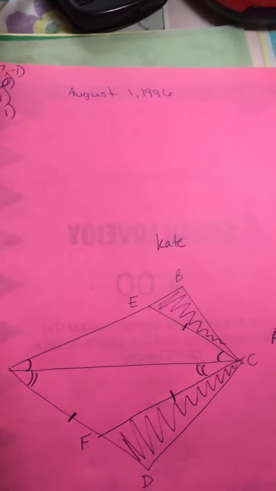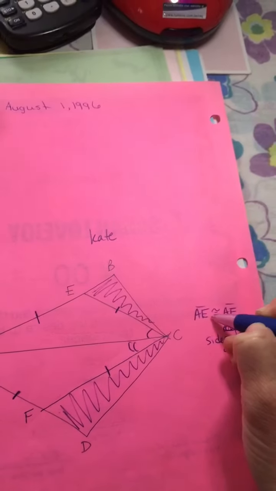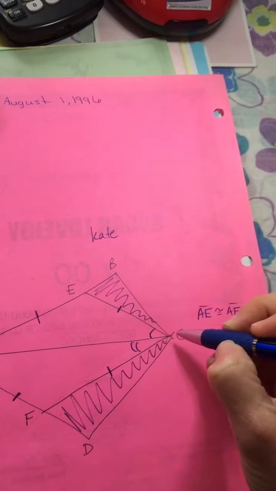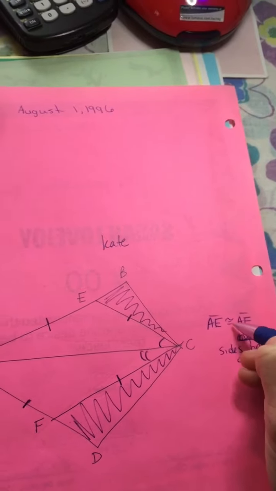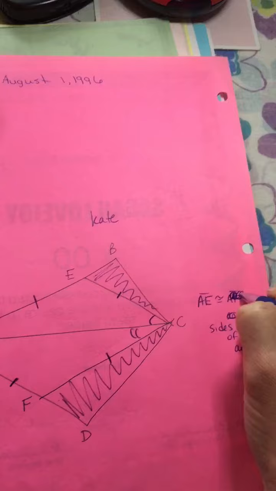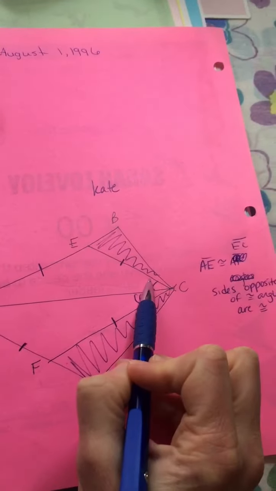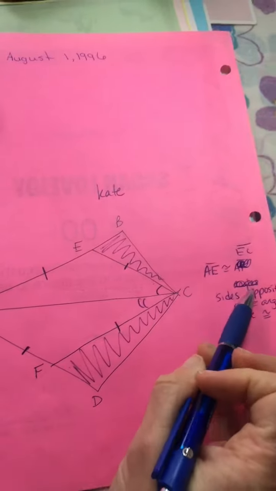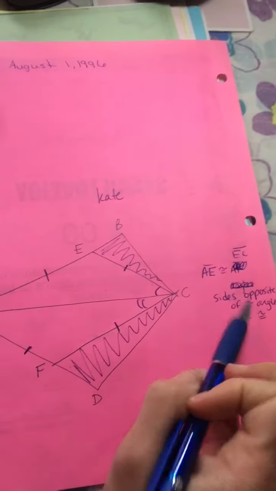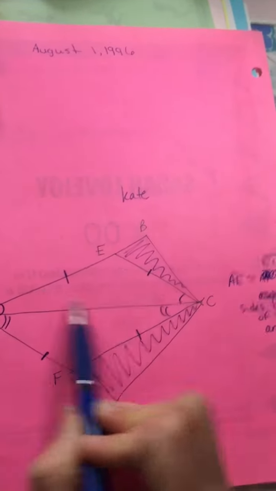So the missing reason is that AE is congruent to EC. Sorry. AE is congruent to EC. And it's that same reason again. Sides opposite of congruent angles are congruent. So these two sides, because they're opposite these angles, this is another isosceles triangle.